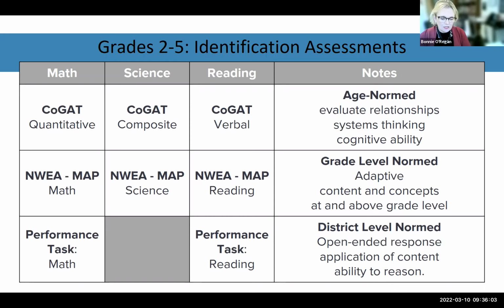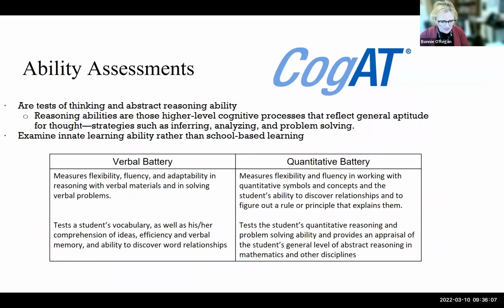Now let's take a look at what each type of these assessments looks like. The first type of assessment is an ability test. The ability test we use is a cognitive abilities test, better known as the COGAT. The COGAT is a test of reasoning skills. It is not like a spelling or math test where if you know the words or facts, you can get a 100%. There is no defined curriculum for the COGAT.